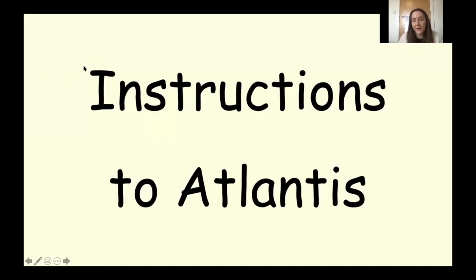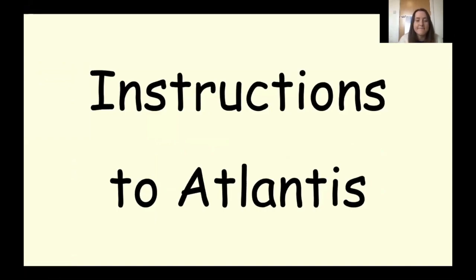Today's lesson. I really enjoyed seeing your maps to Atlantis. So today, I thought it'd be really nice if we could write some instructions as to how you would get there. Because I think the maps are brilliant, but we might need that extra bit of information to get there correctly. So let me share my screen with you. Okay, so instructions to Atlantis.